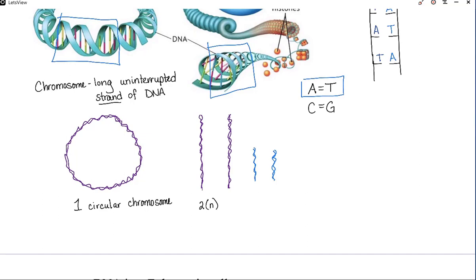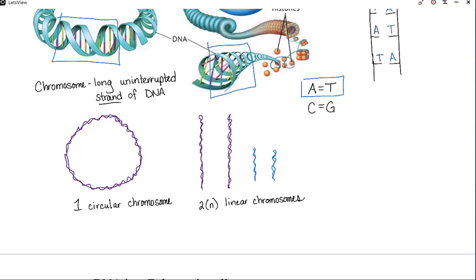The important thing to note here for eukaryotes is that there are 2, and we're just going to put a little n there because it's multiples of 2, linear chromosomes. So n represents the number of different types of chromosomes. In humans, we have 23 different types. So we have a total of 2 times 23, or 46 chromosomes.